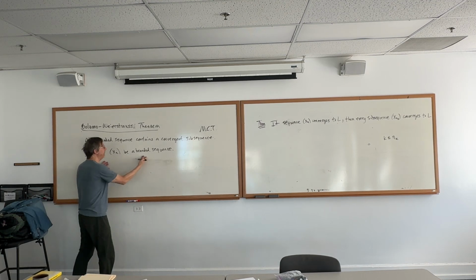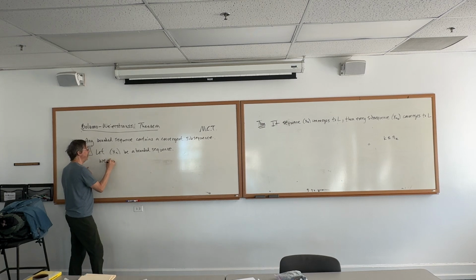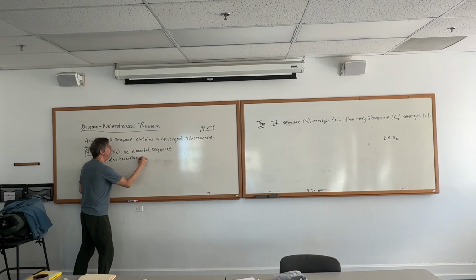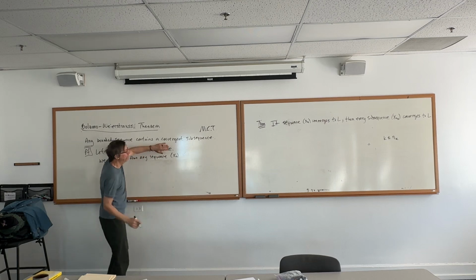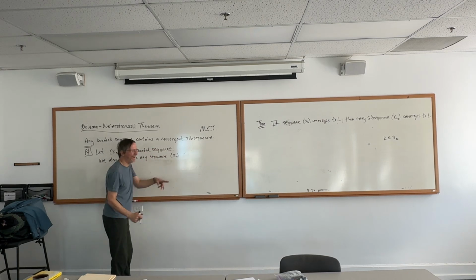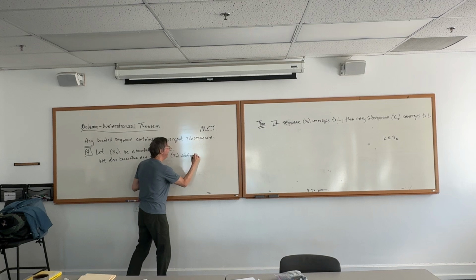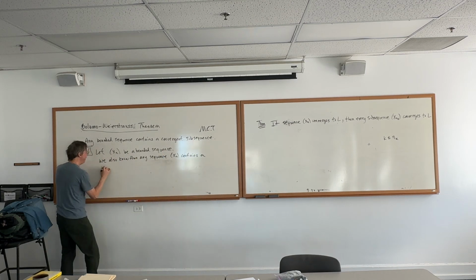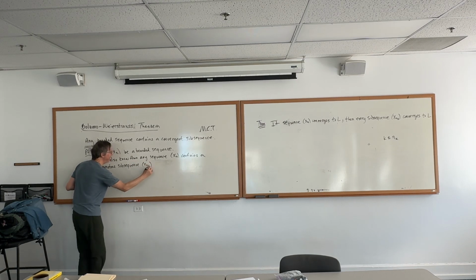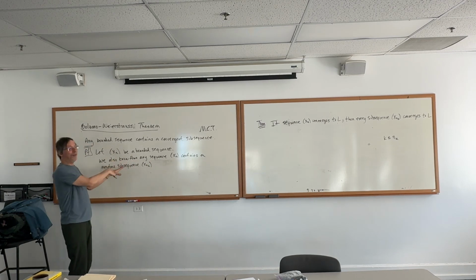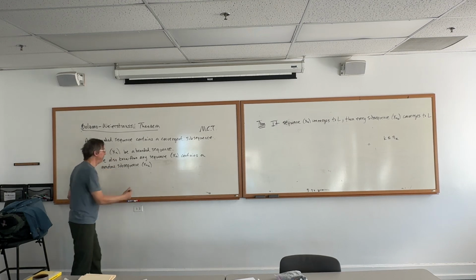So I've got x sub n as a bounded sequence. We also know that any sequence x sub n, let's not think about bounded, for the one we just did, contains a monotone subsequence x sub n k. Now I'm going to apply the boundedness to it. Does that make sense? And then we're done.